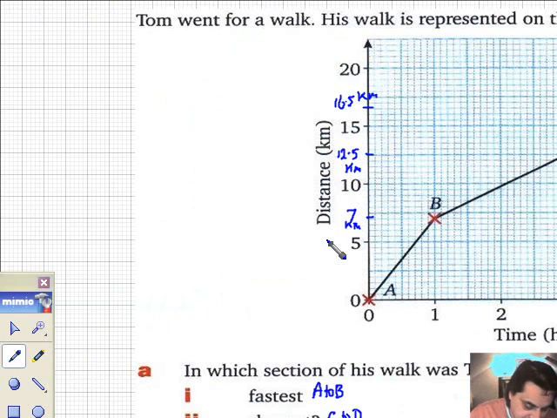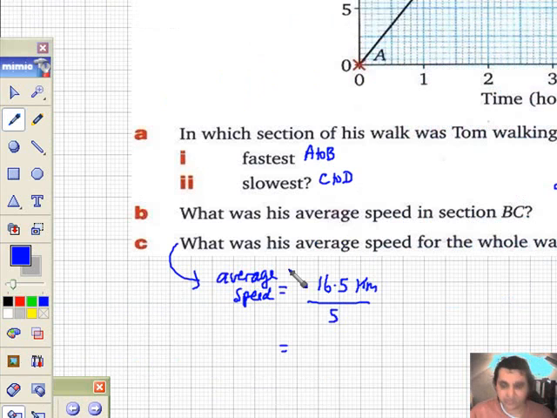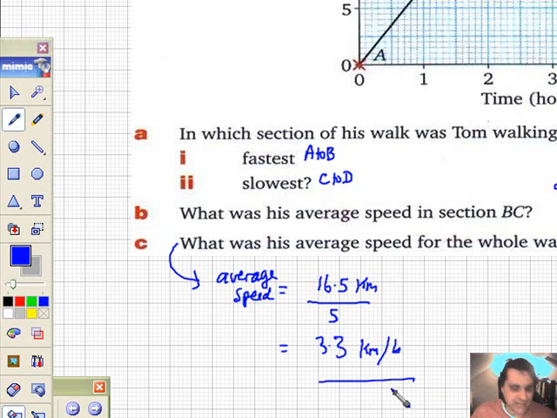Anyway, so 16.5, divide that by 5. That comes to 3.3. That's quite pleasant. So the average speed is 3.3. Oops, gone glitchy. 3.3 kilometers per hour. And that's that one done.